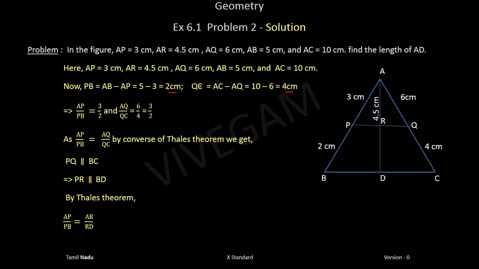You got it? So let's recap it. First step, they have given you AP, AR, AQ, AB and AC. So first find PB and QC. Then find the ratio AP by PB and AQ by QC. If they are equal, apply the converse of Thales theorem, and PQ becomes parallel to BC. When PQ is parallel to BC, PR is parallel to BD, which means you can apply Thales theorem to triangle ABD, so AP by PB will be equal to AR by RD. Substitute the three known values and get the fourth value, RD. Once you get RD, AR plus RD equals AD.